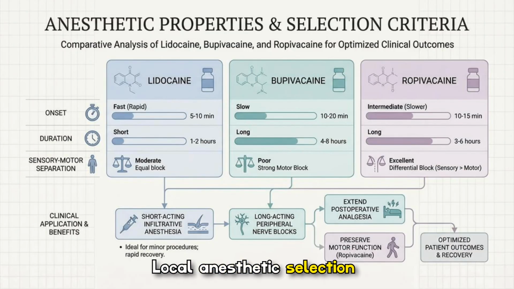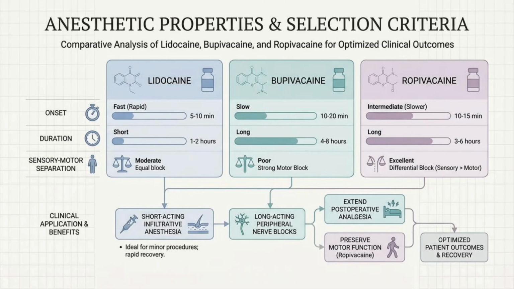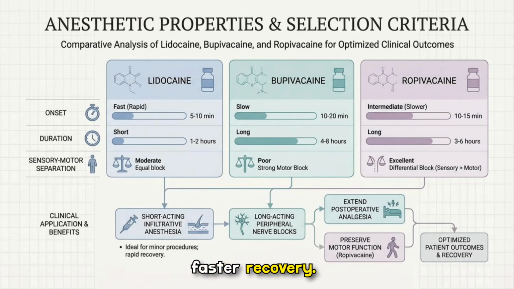Local anesthetic selection balances onset, duration, and motor sensory effects. Lidocaine acts fast with short duration, ideal for brief infiltrative procedures. Bupivacaine is slower but long-acting, producing strong motor block for prolonged nerve blocks. Ropivacaine gives an intermediate onset with differential sensory preservation, useful when extending analgesia while keeping motor function for faster recovery.